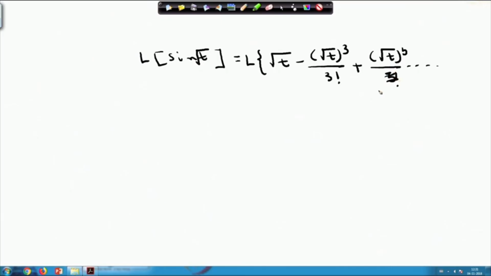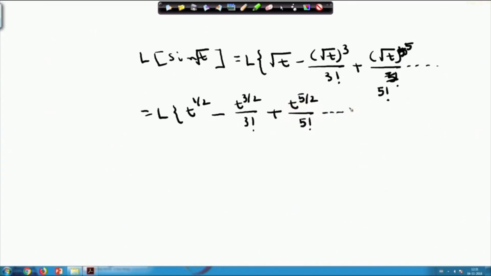So now this is basically nothing but the Laplace transform of t to the power half minus t to the power 3 by 2 by factorial 3 plus t to the power 5 by 2 by factorial 5, like this way we can proceed.